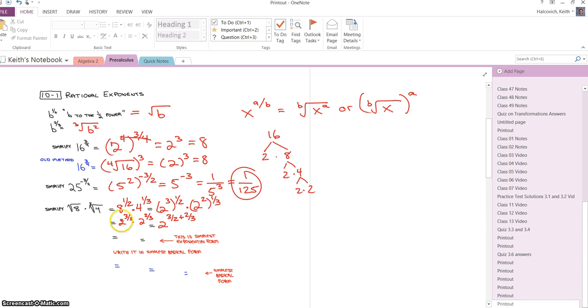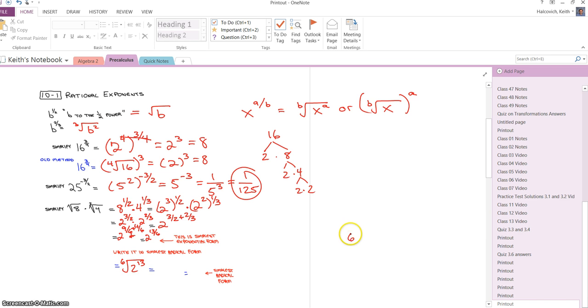Then you have to get a common denominator of 6, so it's 2 to the 9/6 plus 4/6. So it's 2 to the 13/6. That's the simplest exponential form. To make it a radical, remember it's the same as the 6th root of 2 to the 13th.